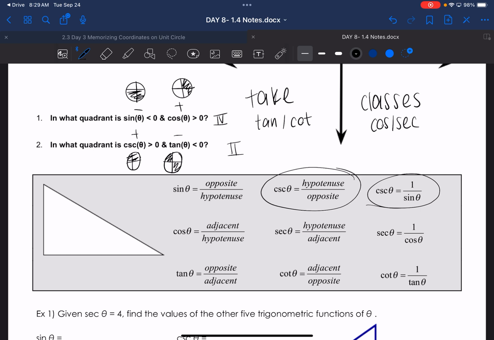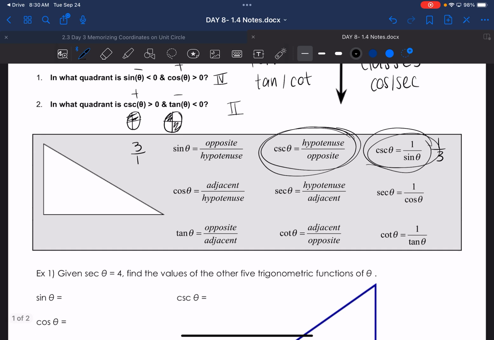So saying that cosecant is hypotenuse over opposite is the same as saying that it's 1 over sine. Right? Because whatever number I had here, let's say sine was the number 3. I can put 3 over 1, right? And if I flip 3 over 1 over, it looks like that. So that's why that's true, right? So you can write it as the actual ratio flipped over, or you can also just write it as 1 over sine. Okay? Same for your secant. That could also just be 1 over cosine. And cotangent could also be written as 1 over tangent.